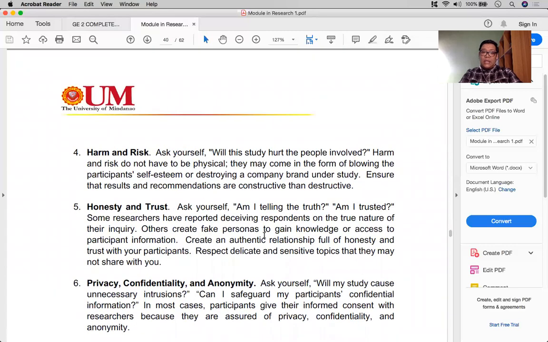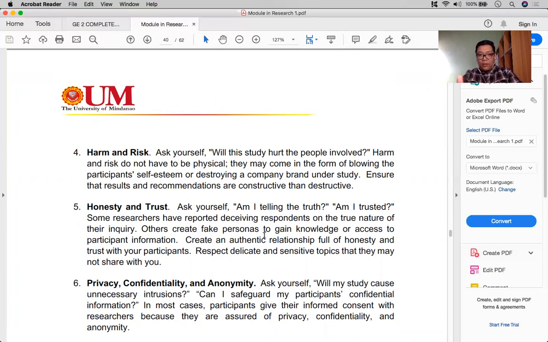Ask yourself, will this study hurt the people involved, most especially for those conducting experiments or experimental studies? Harm and risk do not have to be physical. They may come in the form of blowing the participant's self-esteem or destroying a company brand under study. You have to ensure that results and recommendations are constructive rather than destructive.